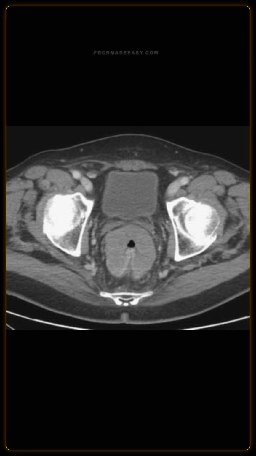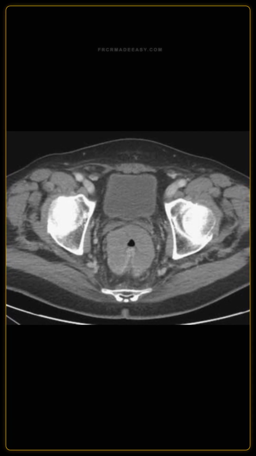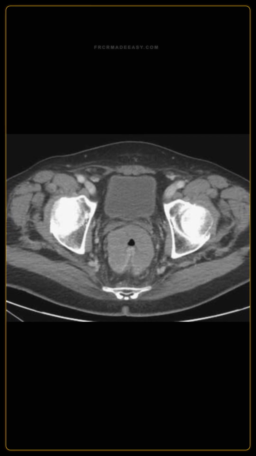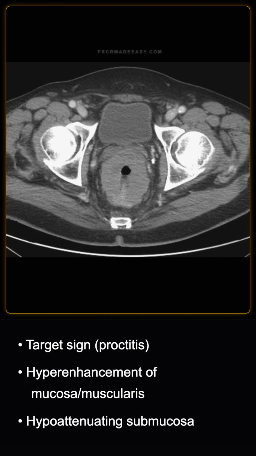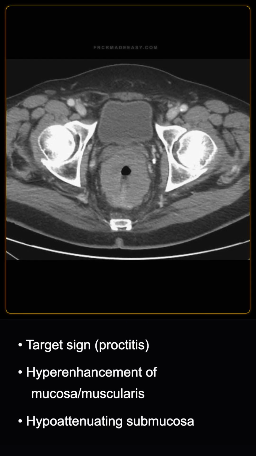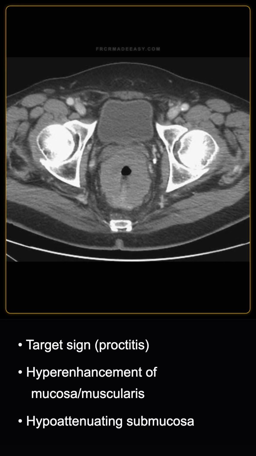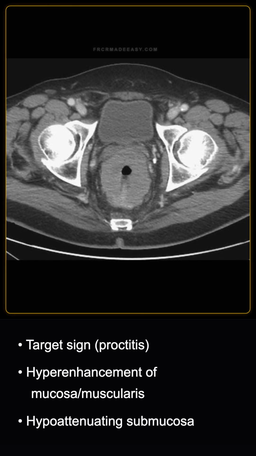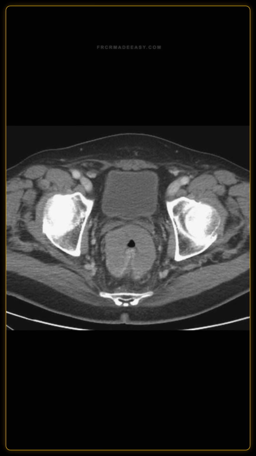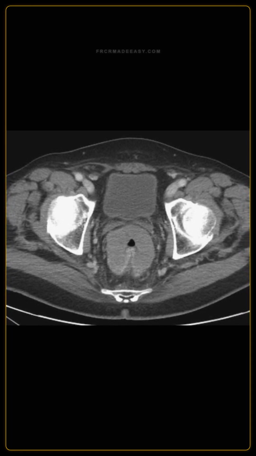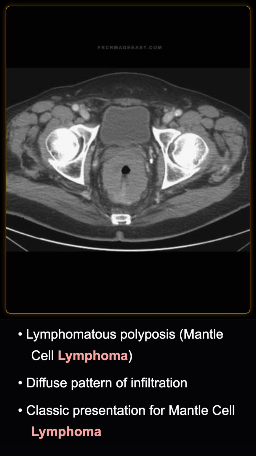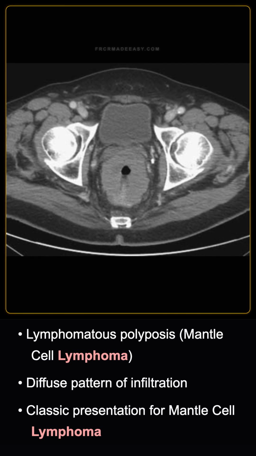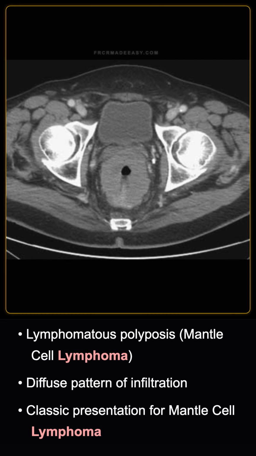If this was an infectious proctitis, what specific CT sign on a contrast-enhanced study would help differentiate it from a tumor? Infectious or inflammatory proctitis typically demonstrates the target sign, characterized by intense mucosal and muscularis hyperenhancement separated by a hypoattenuating edematous submucosal layer, rather than the solid, homogeneous attenuation seen in tumors. What specific morphological pattern of gastrointestinal lymphoma presents as diffuse innumerable small polyps throughout the colon? That diffuse pattern is known as lymphomatous polyposis, which classically corresponds to mantle cell lymphoma.